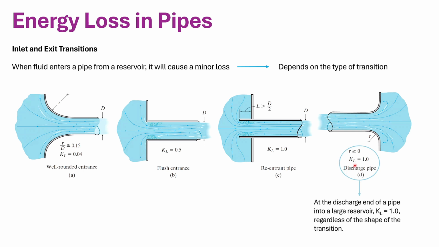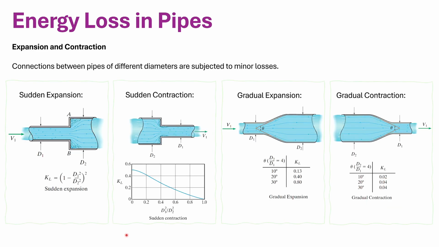And at the discharge end of a pipe into a large reservoir, KL is 1 regardless of the shape of the transition. Expansion and contraction. So connections between pipes of different diameters are subjected to minor losses. Here we have some examples of sudden expansion, sudden contraction, gradual expansion, and gradual contraction.